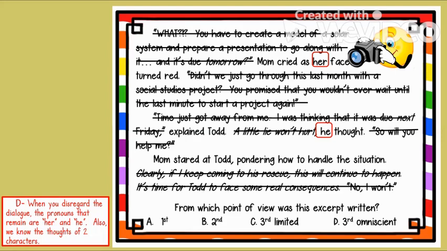Those pronouns are associated with third person's point of view. And then this one, this selection, it is third person omniscient because it's only two characters in this reading. So this one is focusing on or identifying both of the characters' thoughts and feelings.